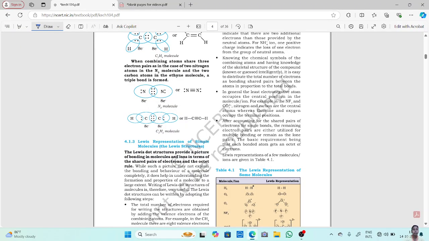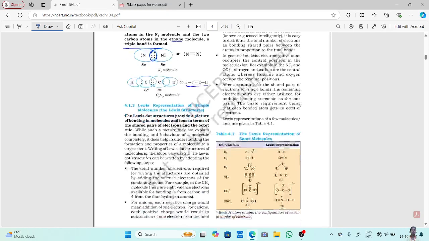Now, when combining atoms share 3 electron pairs, as in the case of two nitrogen atoms in N2, we call it a triple bond. When there is a sharing of 3 electron pairs, we call it a triple bond. Another example is the ethyne molecule.